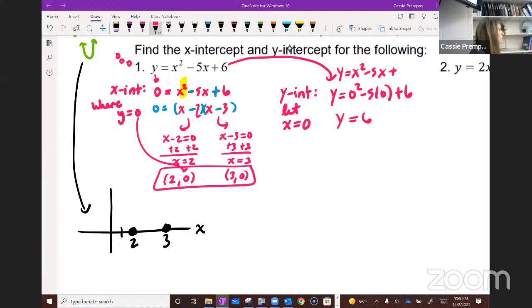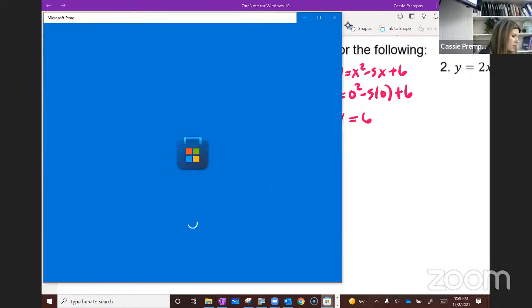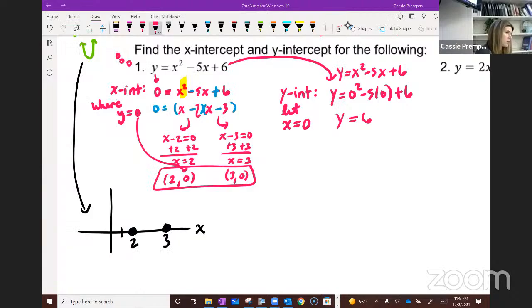What is an x, 2 and 3? Those are the x-intercepts. So when y equals 0, those would be the x-intercepts. But when x equals 0, this is going to be the y-intercept, 0, 6. Allison, go ahead.